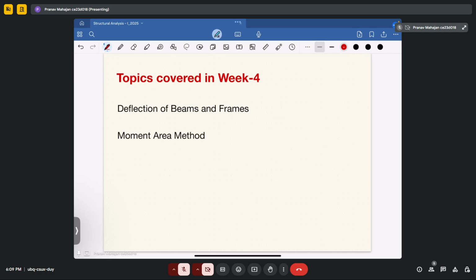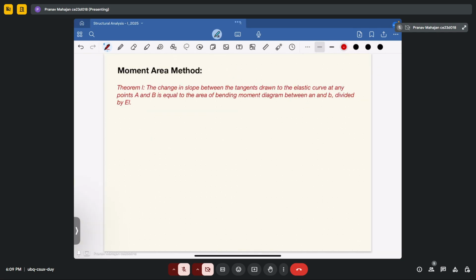So what does the moment area method tell you? First of all, there are two theorems which define the moment area method. The first theorem says that the change in slope between two tangents drawn to the elastic curve at any points A and B is equal to the area of the bending moment diagram between A and B divided by EI. So what does this theorem tell you?